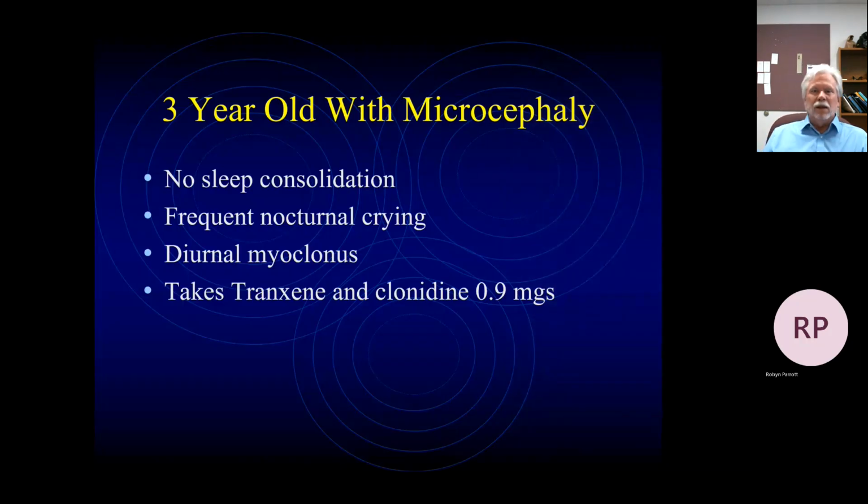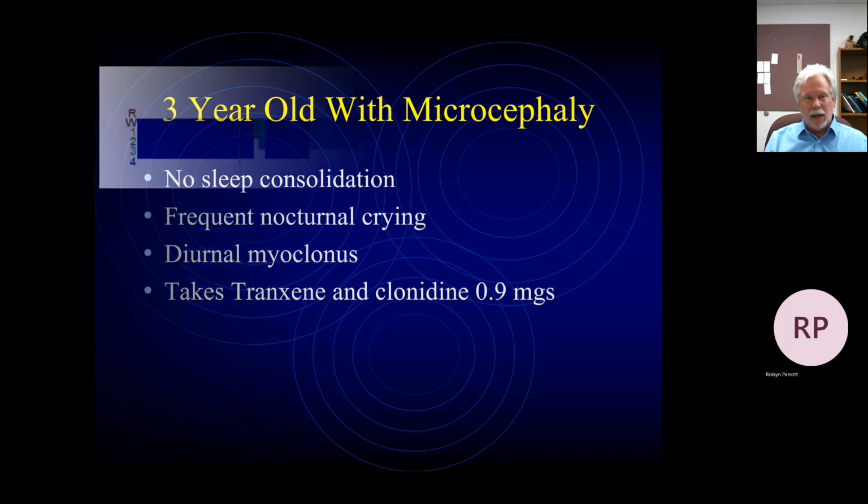Here we go. This is the one who has a degenerative neurological condition and would scream during the night, with frequent myoclonic jerks during the day. And here's the medications that the child came with: Tranxene in a pretty high dose, so it's related to Klonopin, and clonidine in a very high dose for age. And we ended up finding that on that drug combination, the child did best.